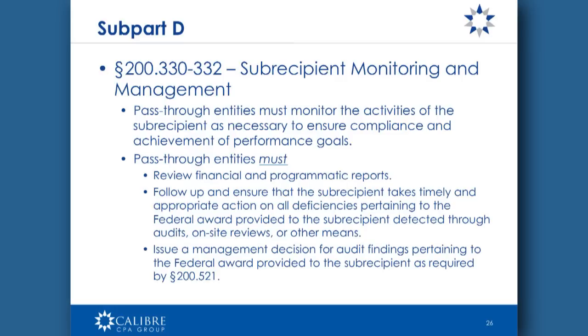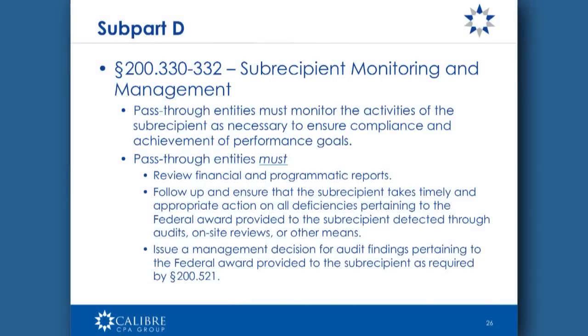And they've also gotten into what it means to monitor that subrecipient. Because as I mentioned before, just giving them the money does not end your responsibility. Your responsibility continues up until the time when the grant is closed out. So as part of that, the pass-through entity, which is the entity that gives the subaward, you have to review financial and programmatic information, and follow up with the subrecipient to make sure that any deficiencies are addressed, whether they be deficiencies that you identify, or, if they have their own single audit, that those are identified. Discuss with management any audit findings pertaining to the federal award and what they're going to do about it and what their action plan is. So you really do need to take a much greater interest and monitoring role with these subrecipients.